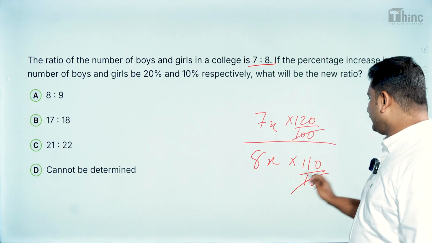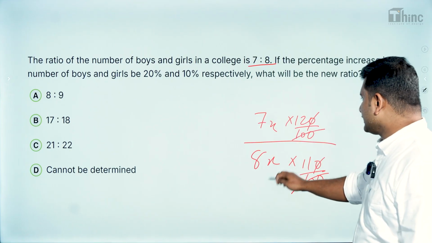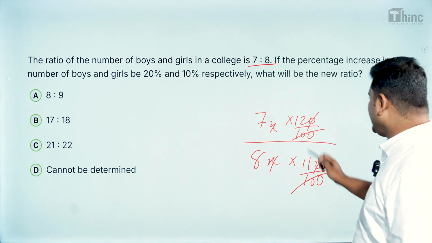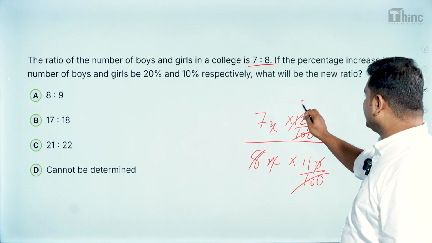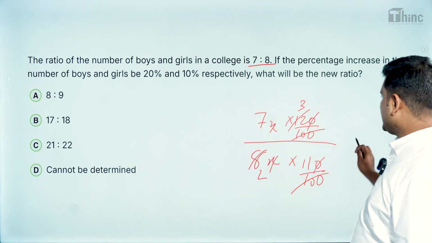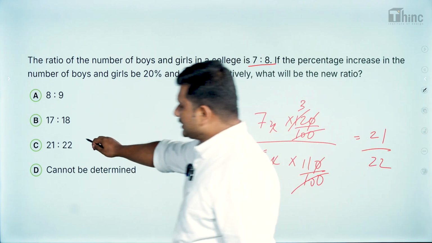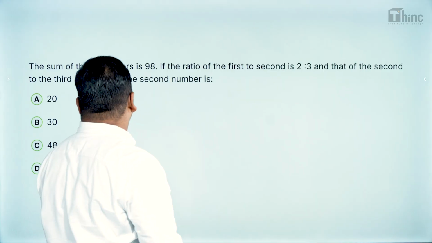So we can cancel this off. We can cancel this off. We can cancel this off. So what are we getting? Again, can we cancel something? Yes. 12 and 8 cancels off with 4. So basically it is nothing but 21 by 22. So 21:22. Option C will be the correct answer. Okay, let's look at the next question.